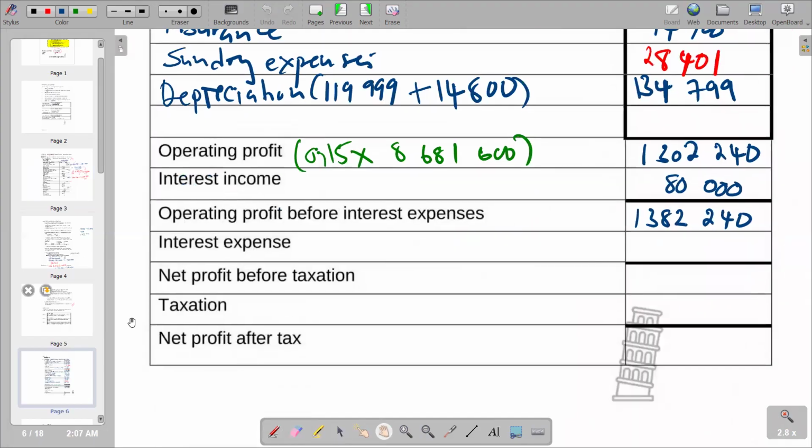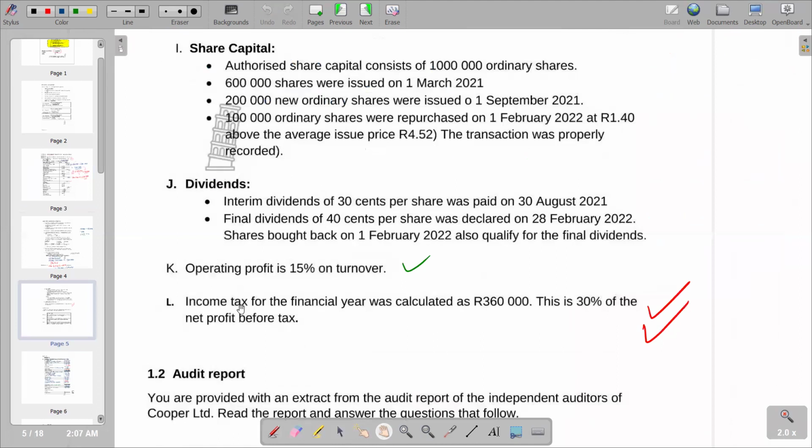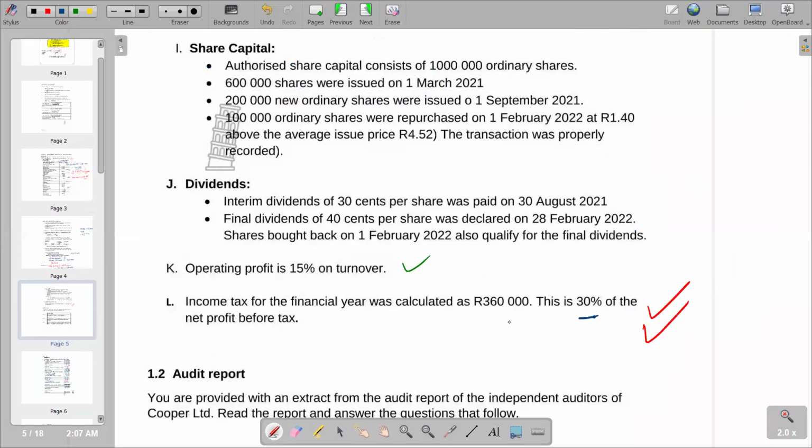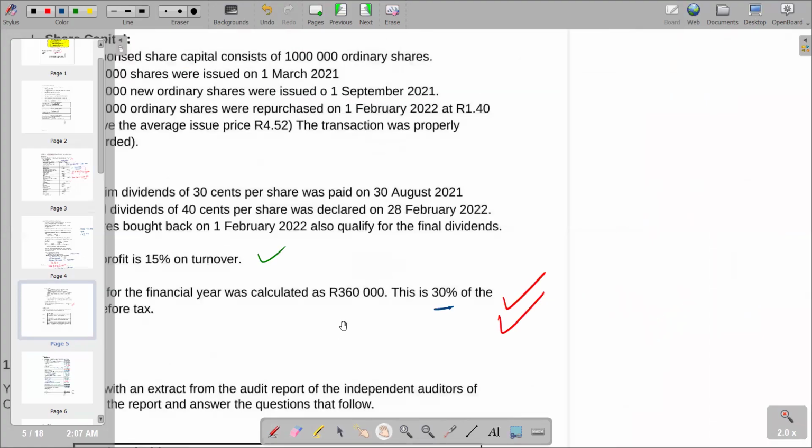But if you go to additional information, you'd see that we are given that income tax for the financial year was calculated as 360,000. So obviously taxation is 360,000. So we can straight away put our 360,000 there, whereby you're saying taxation is 360,000. And taxation we subtract, given it is 30%. So what we are saying is 30% is equal to 360,000.